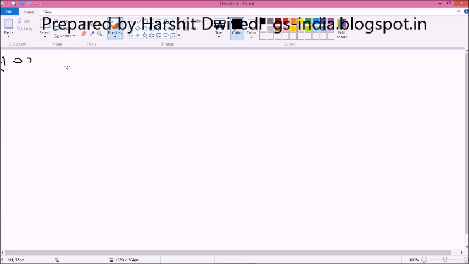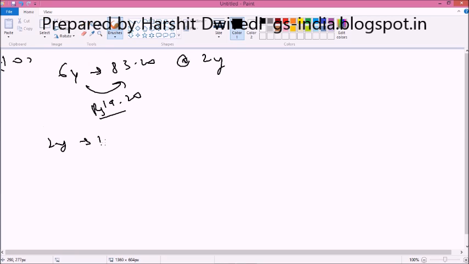So first of all, 64 becomes 83.20 in 2 years. How much increase is there? An increase of 19.2 rupees. So in 2 years, 19.2 increase. In 1 year, it will be 9.6 increase. So obviously, in 1 year, 64 gives 9.6 rupees as interest.